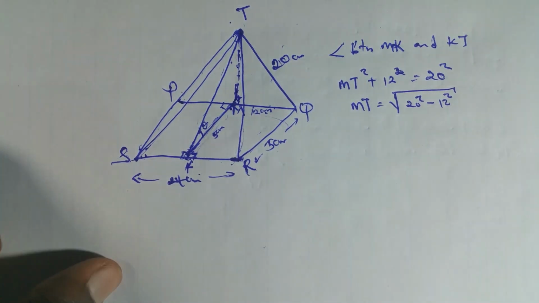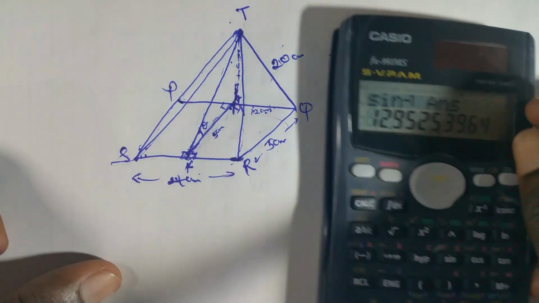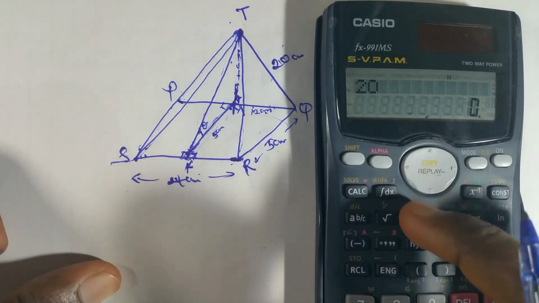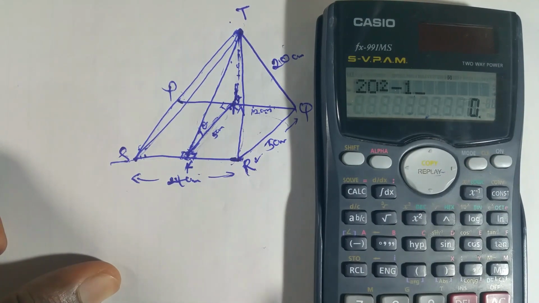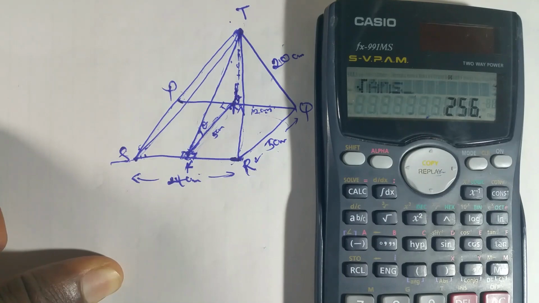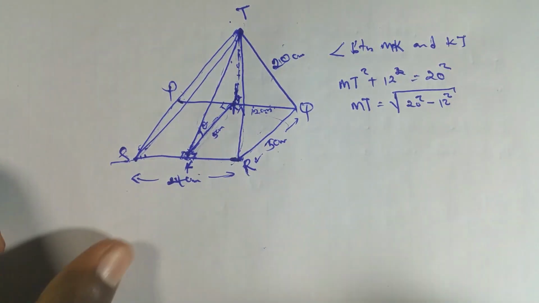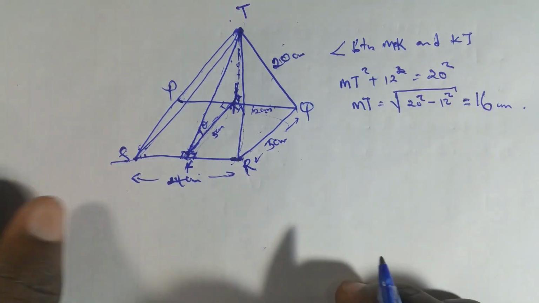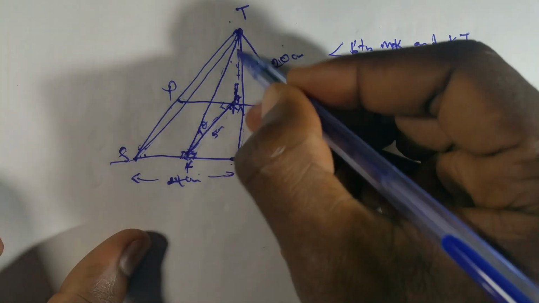Okay, what is that one? I think that's 16. 20 squared minus 12 squared is 256, and root of 256 is 16. So we have our MT as 16 centimeters. Okay, so we already have that side, 16 centimeters.